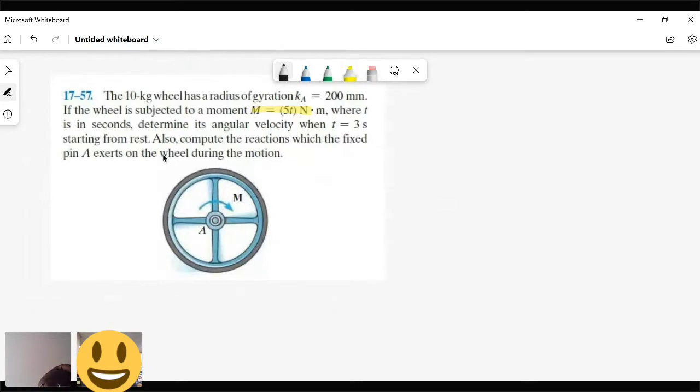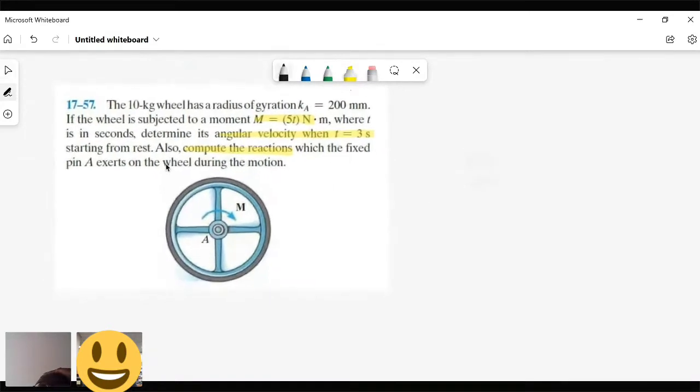So we've got to find two things. One, the velocity when t equals 3 seconds, and then we have to compute the reactions. Look at what they gave you. We're at the point where you have to know what to do. They're not going to tell you what to do. They also gave you the radius of gyration, which is important. I need to look up that equation because I forgot if it's squared or not, but that's okay.